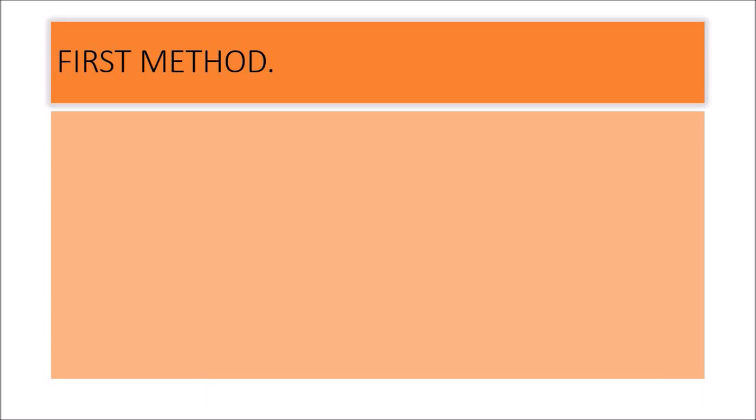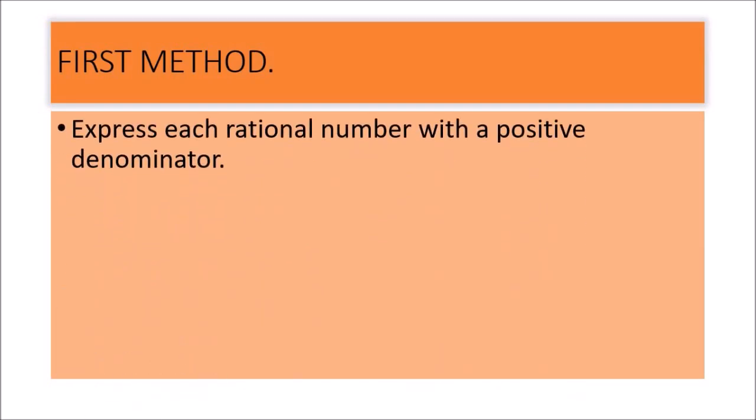Now, there are two methods for comparing two or more rational numbers, and the first method is making a common denominator. Now, we will see what are the steps involved in the first method. First step is to express each rational number with a positive denominator. We know that there are negative rational numbers and positive rational numbers.